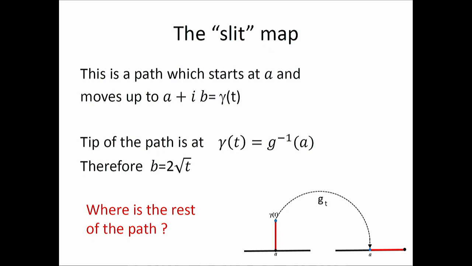So, what is it geometrically, this solution, what does it do? It's a path which starts at A and just goes up. So gamma of t is at any point at the position A plus iB. A is fixed, B is 2 root t. Just goes up.